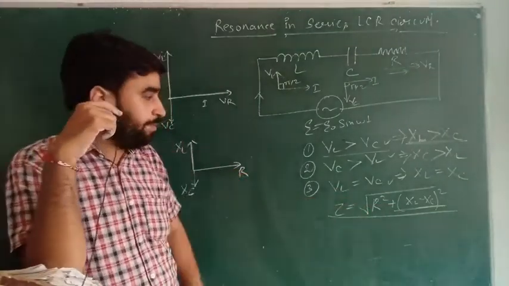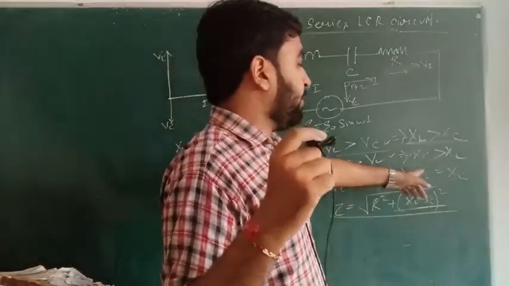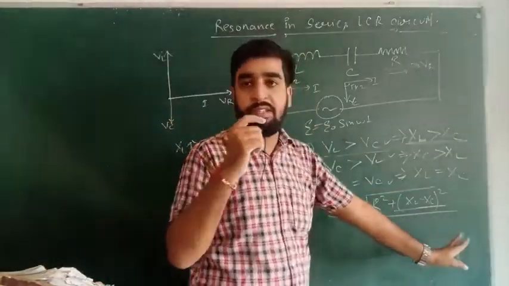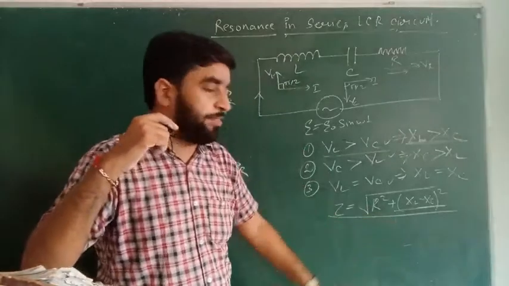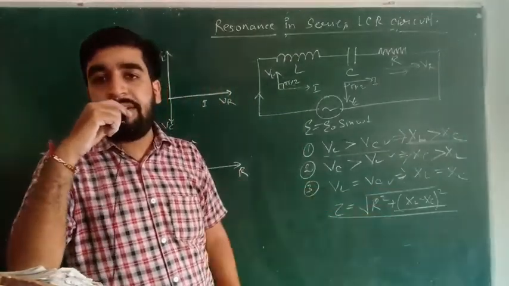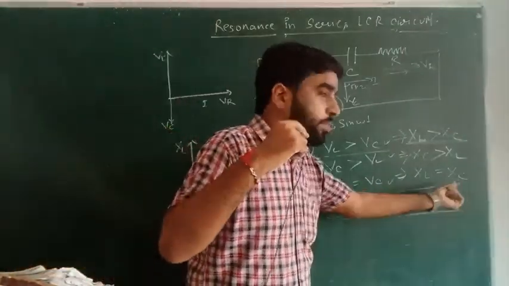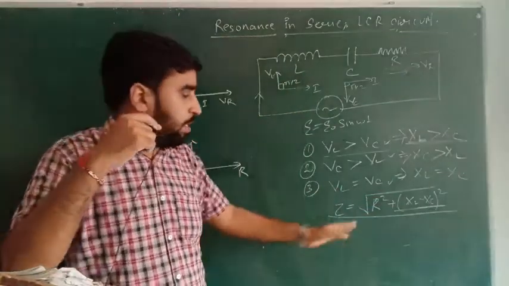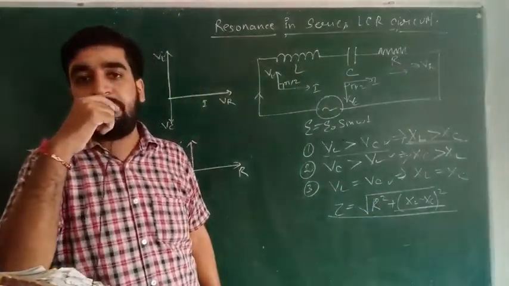This will be greater. Now suppose XC is greater than XL. Suppose XC is 10 and XL is 1. So 1 minus 10 is minus 9, minus 9 whole square, again 81. Again impedance will be maximum.